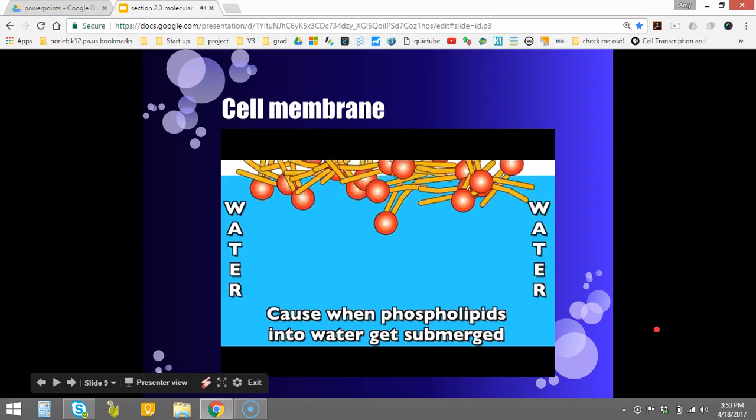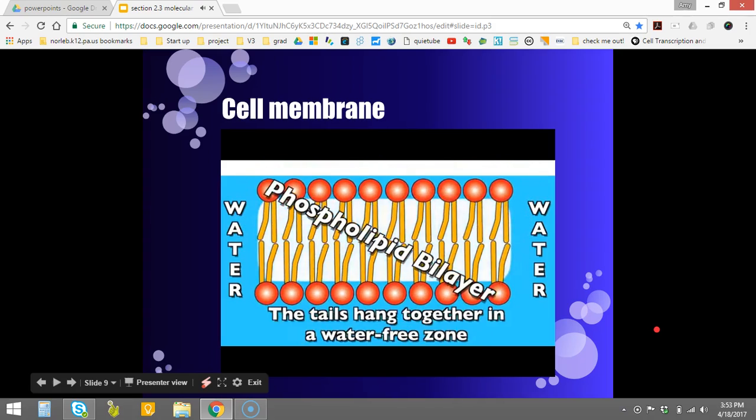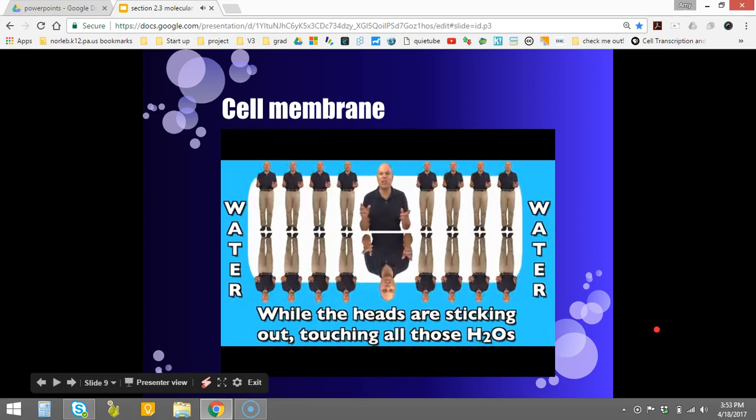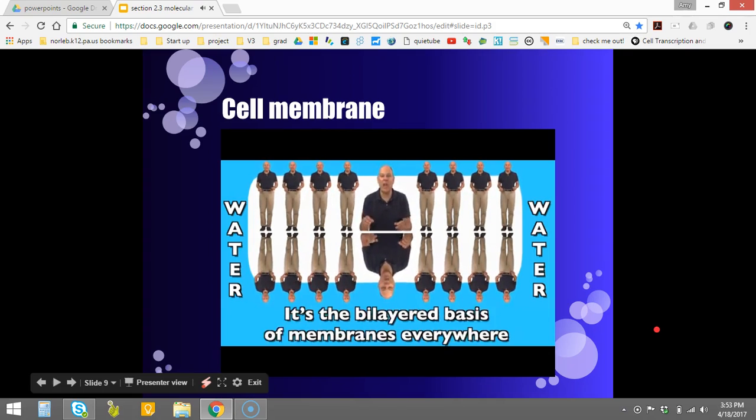Because when phospholipids into water get submerged, a phospholipid bilayer structure will emerge. The tails hang together in a water-free zone. Here the hydrophobic mode, water leave me alone. While the heads are sticking out, touching all those H2Os, tails in, heads out. It's how every membrane goes, tails in, heads out. In a cellular sphere, it's the bilayered bases and membranes everywhere.